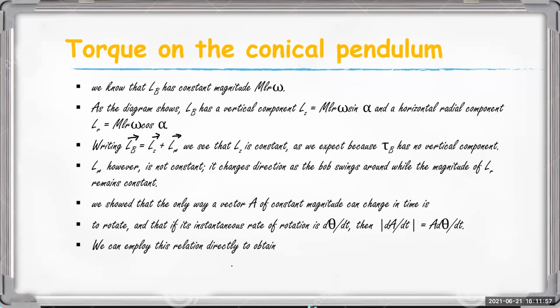using such an identity, d by dt of the modulus of LR must be equal to LR into d theta by dt, and d theta divided by dt is equal to omega, so the modulus of dLR by dt is equal to LR omega.